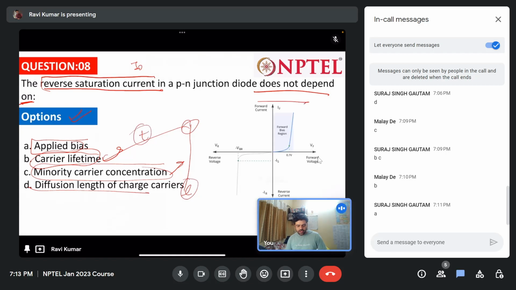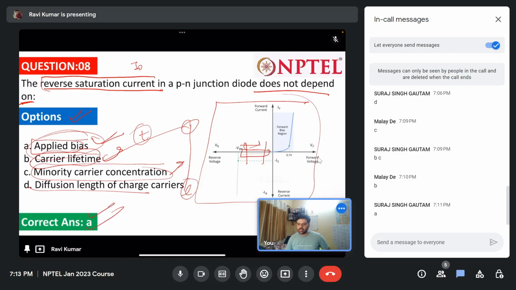And here you can see this is the IV characteristics, and this is the reverse saturation current, and this is a range of voltage. So it is not depending on applied bias. So yes, this is A. Yes, so that's right.